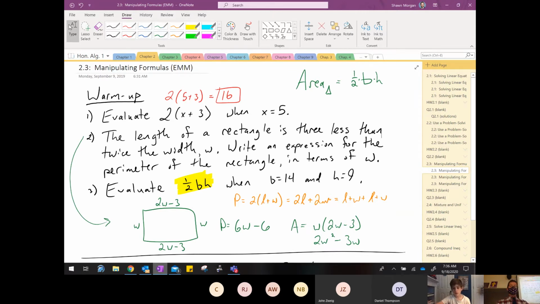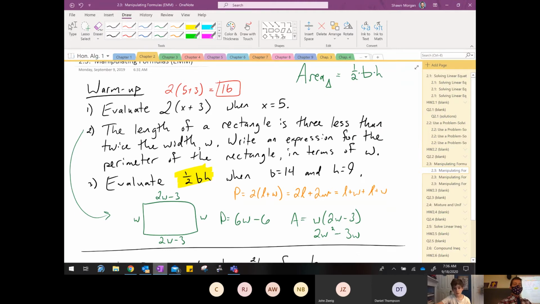Evaluate just means plug and chug. So what's 1/2 times 14? That's 7. 7 times 9 is 63. So we got a nice area of 63 for number 3. I'm ready to get into this. How about you guys? Y'all ready to roll?